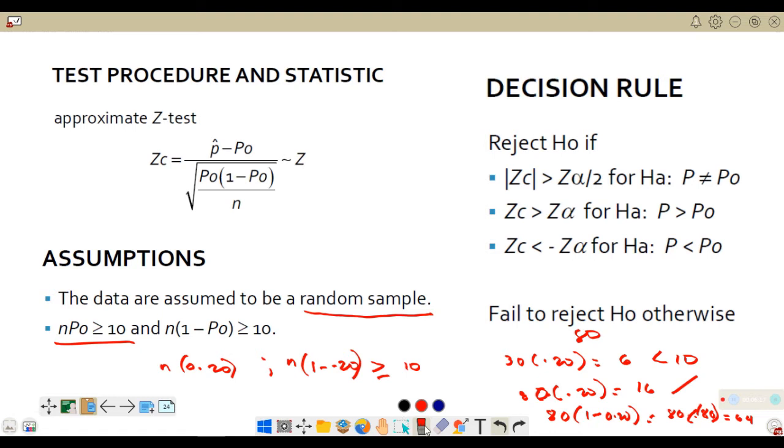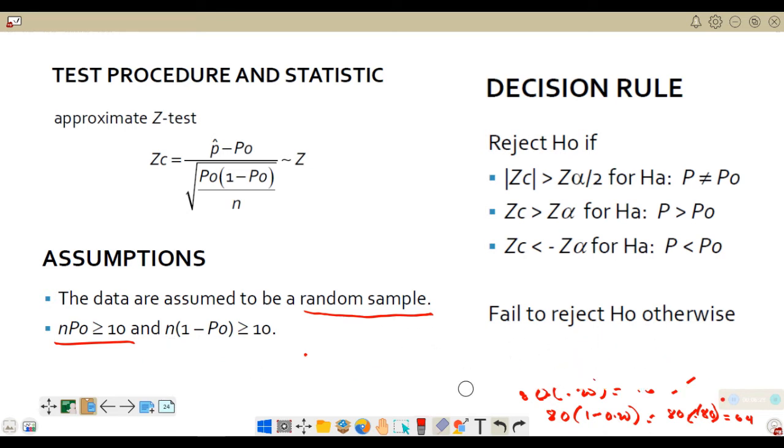For the decision rule, ang titingnan naman natin ay kung two-tailed siya or one-tailed. So, kapag two-tailed siya, such as this, the absolute value of z computed must be greater than z alpha over 2. And if it is one-tailed, to the right, greater than, z computed must be greater than z alpha. And finally, for z computed na less than, left-tailed naman siya, it should be less than negative z alpha. Okay? Okay.